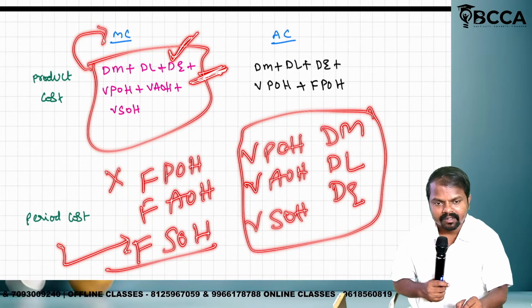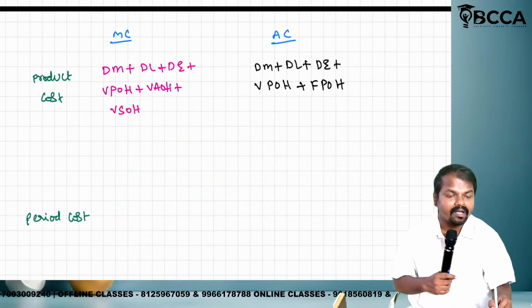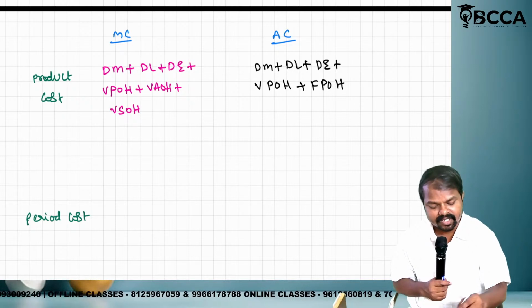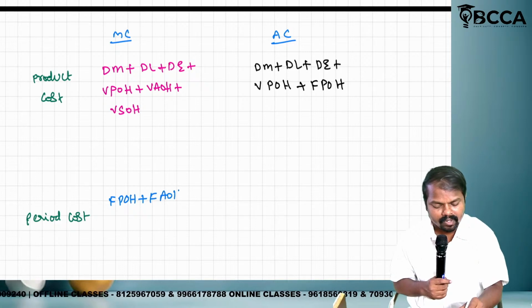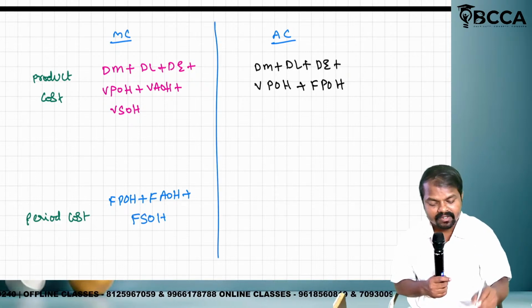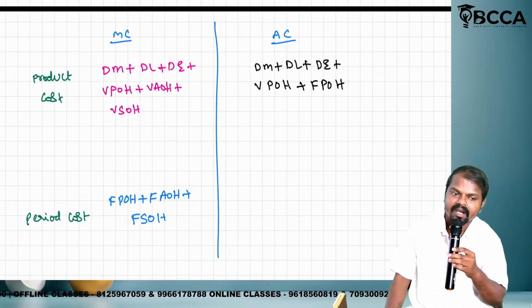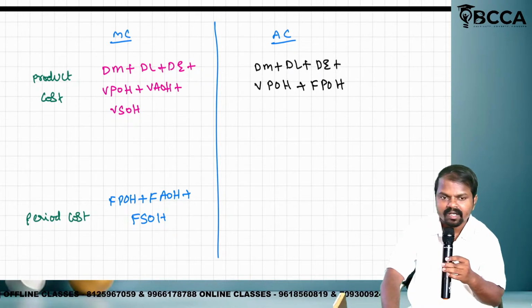Whatever portion is not covered is called period cost. Now tell me, what is the period cost as per absorption costing? FPOH plus FAOH plus FSOH. This is the period cost as per marginal costing. Got my point?